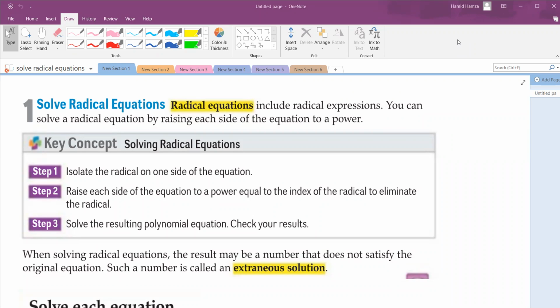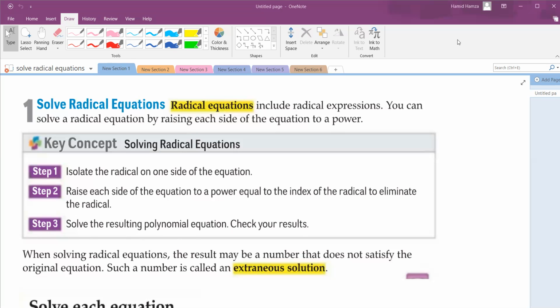The steps to solve this kind of equation: first, isolate the radical, or the root. Write the root on one side. No adding or subtracting with the root, no multiplying with the root. You must write the root by itself on one side of the equation. Then we need to remove the root by raising the equation to the power equal to the index of the root.